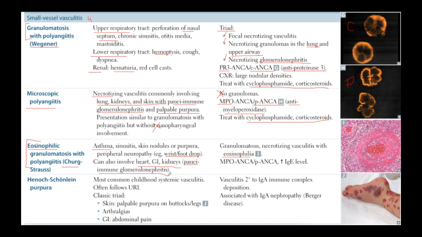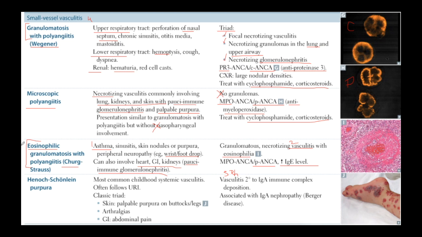And this one also has P-ANCA serum levels as well as IgE level increase. And of note here, this has a special triad as well of asthma, the vasculitis that's occurring, and let's see, it's on here. The third is allergic rhinitis. So I'll just leave that there.